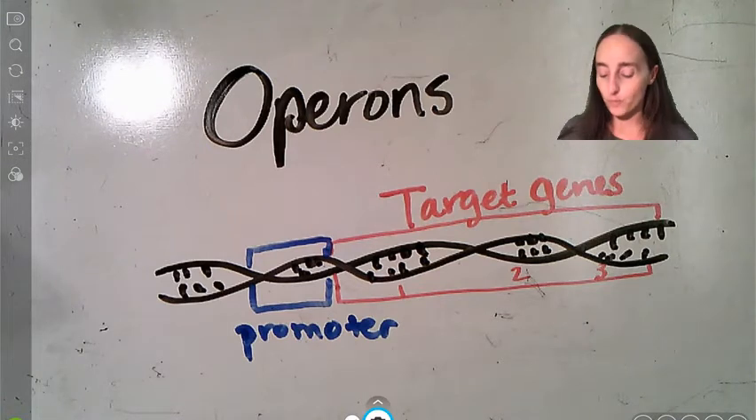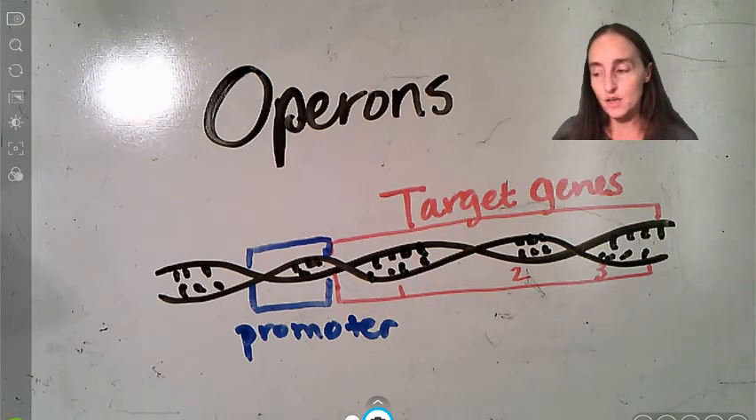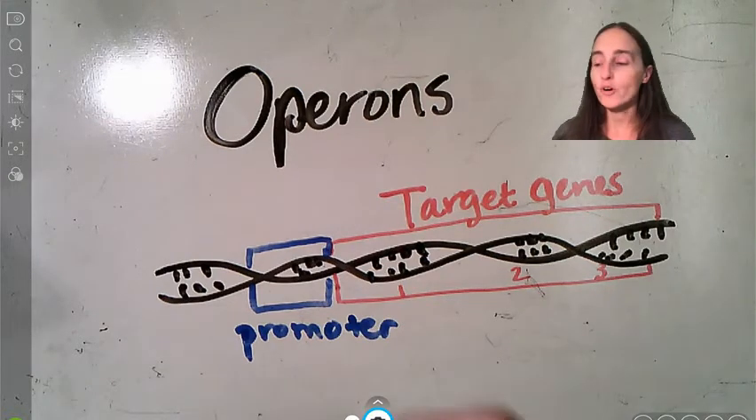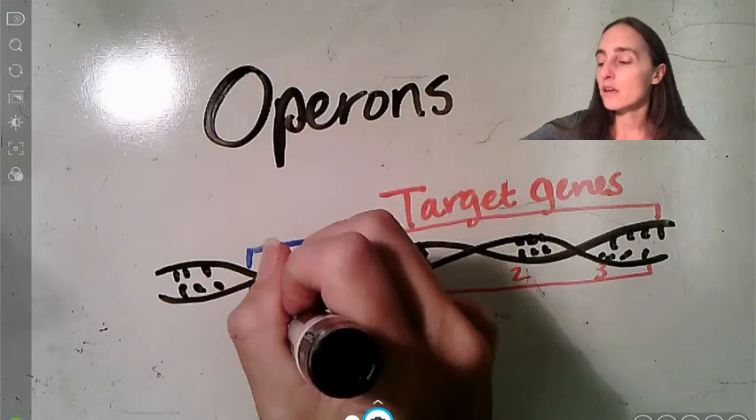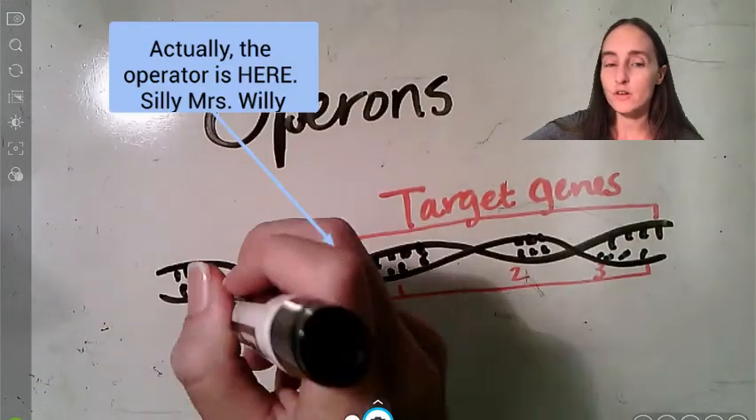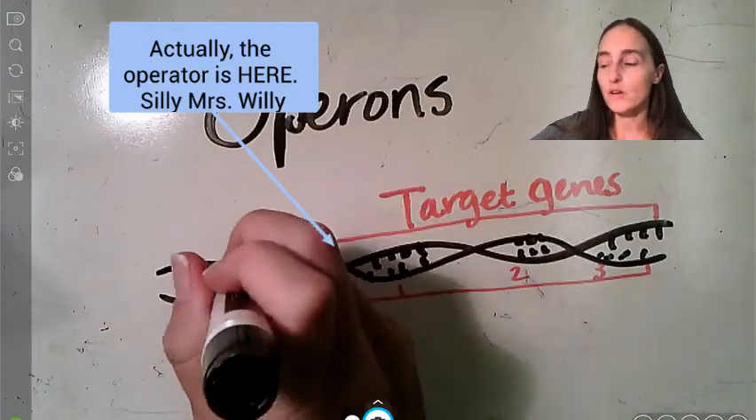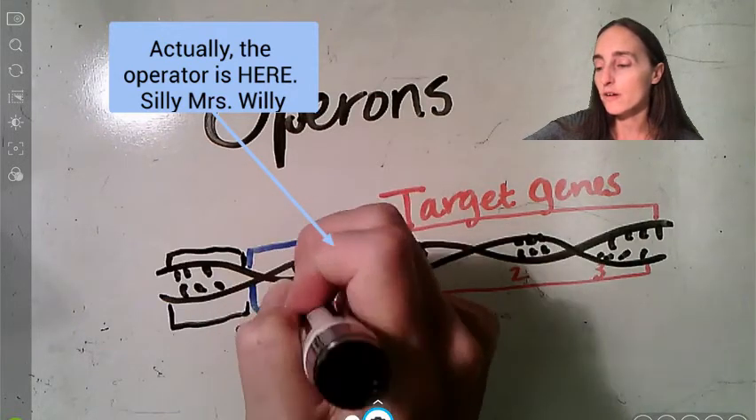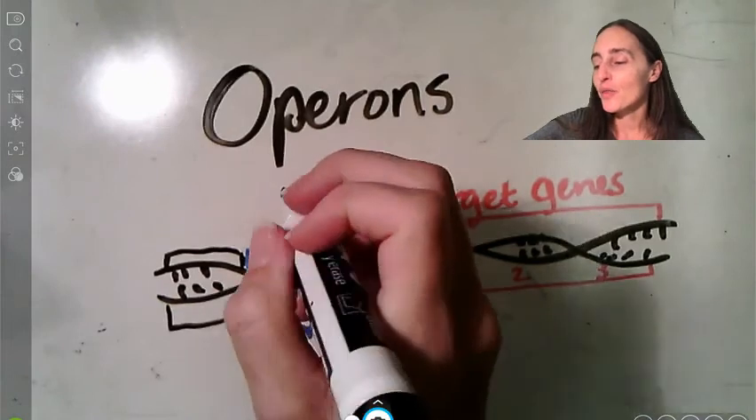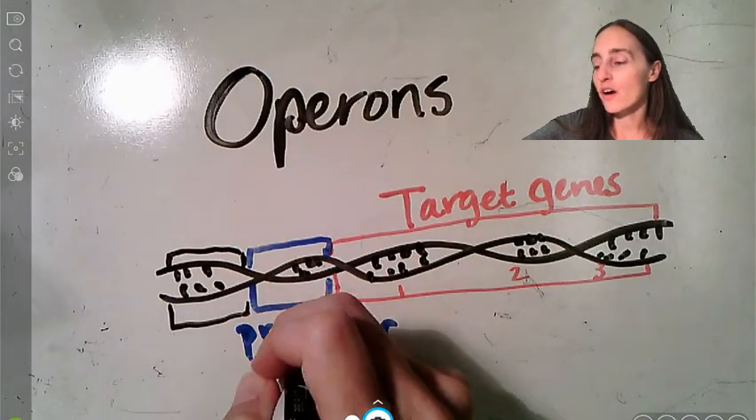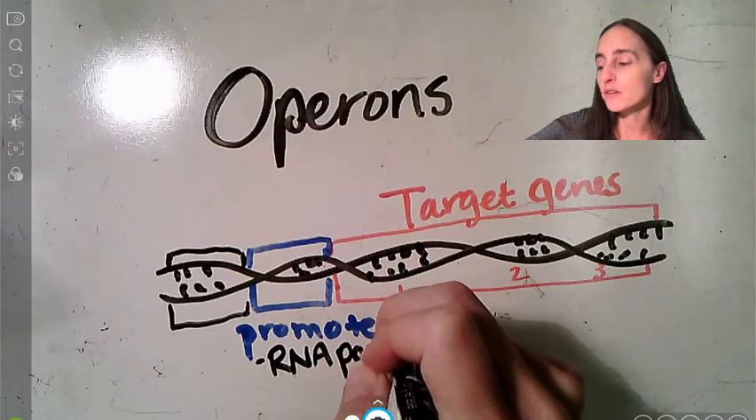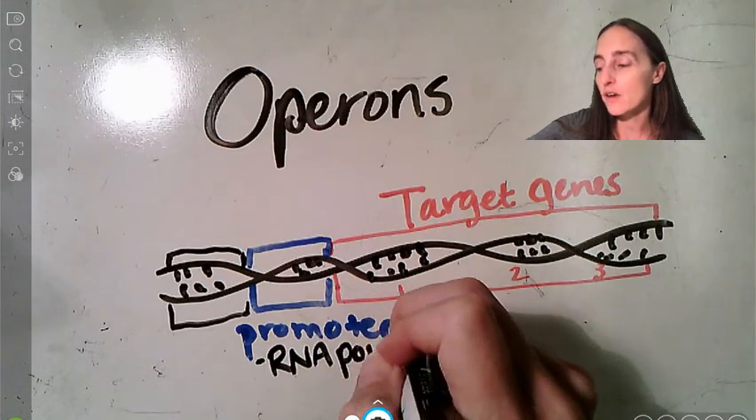And so basically what happens then is if the promoter region is available, then RNA polymerase can get with the promoter here. And there's an operator too, but that's why they call it an operon. The operator's back here, so we'll box it in over here. The promoter region is where the RNA polymerase will bind. And remember, the polymerase is what actually makes the RNA.